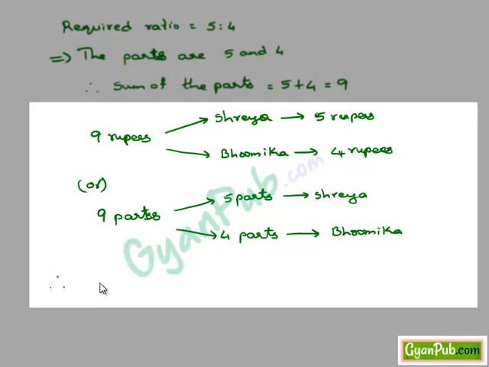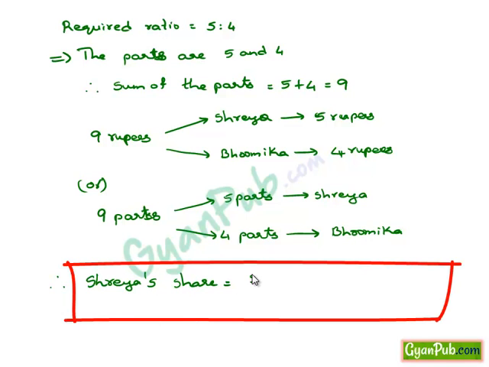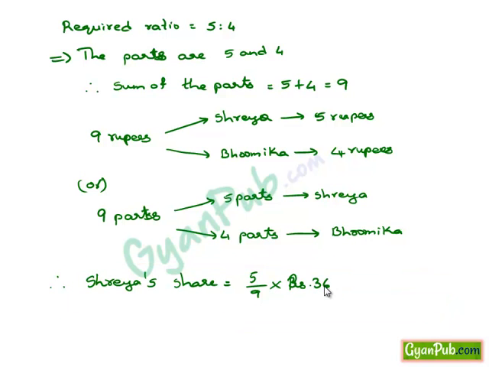Therefore, we can say Shreya's share is 5 upon 9 of the total money, that is rupees 36, which is equal to 5 times 36 upon 9. 9 goes in 36 by 4 times, and 5 times 4 is 20, which implies rupees 20. Therefore, Shreya's share is rupees 20.